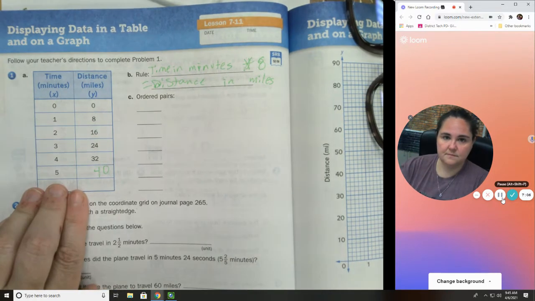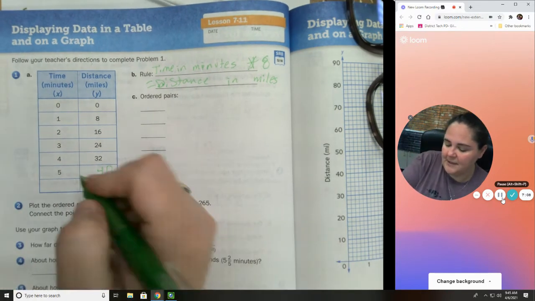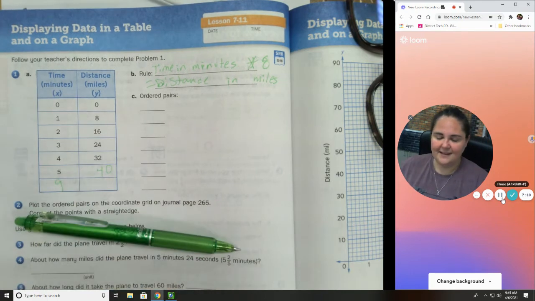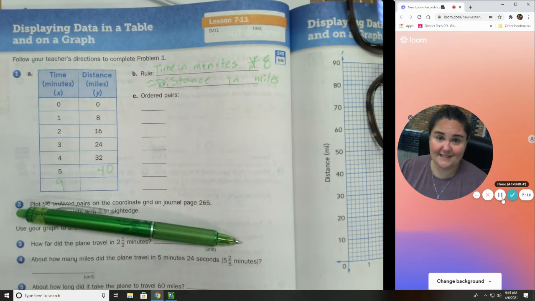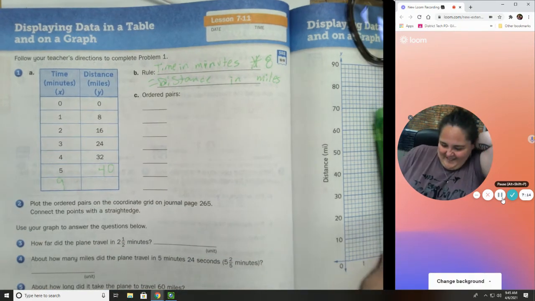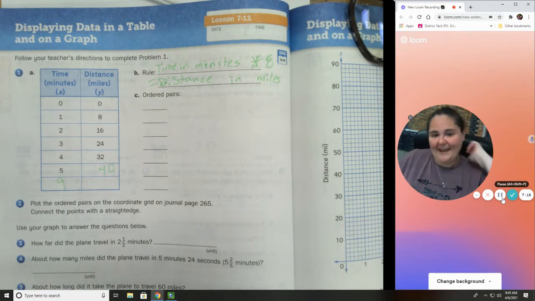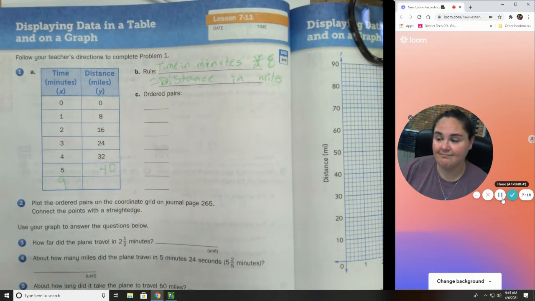40. I want you to tell me how many miles would I fly in 9 minutes? Okay, I'm going to multiply by 8. So 9 times 8 is 72.